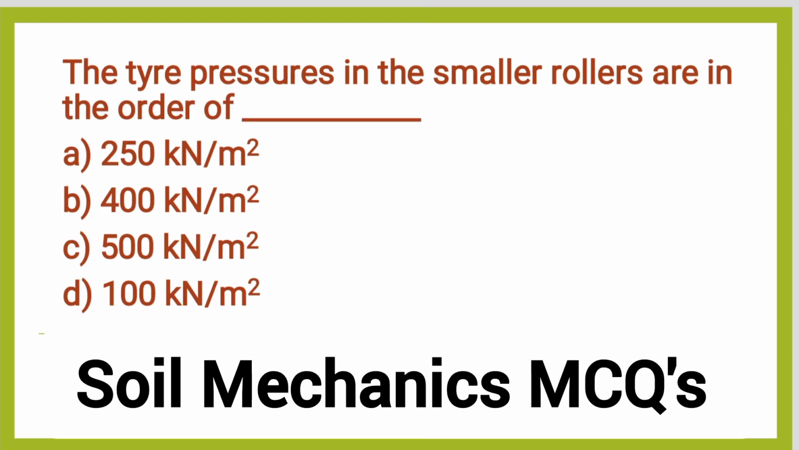Next question: the tire pressure in the smooth rollers is in the order of option A 250 kN per meter square, option B 400 kN per meter square, option C 500 kN per meter square, option D 100 kN per meter square. So the correct answer is option A, 250 kN per meter square.